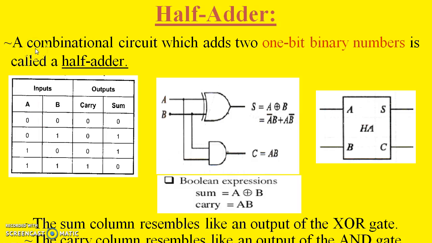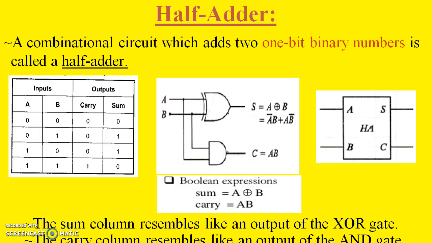Here you can see the definition written: a combinational circuit which adds two 1-bit binary numbers is called a half adder. Basically, the function of the adder is adding. We all know addition. Now, before going to the lessons, I think you all know addition in binary.